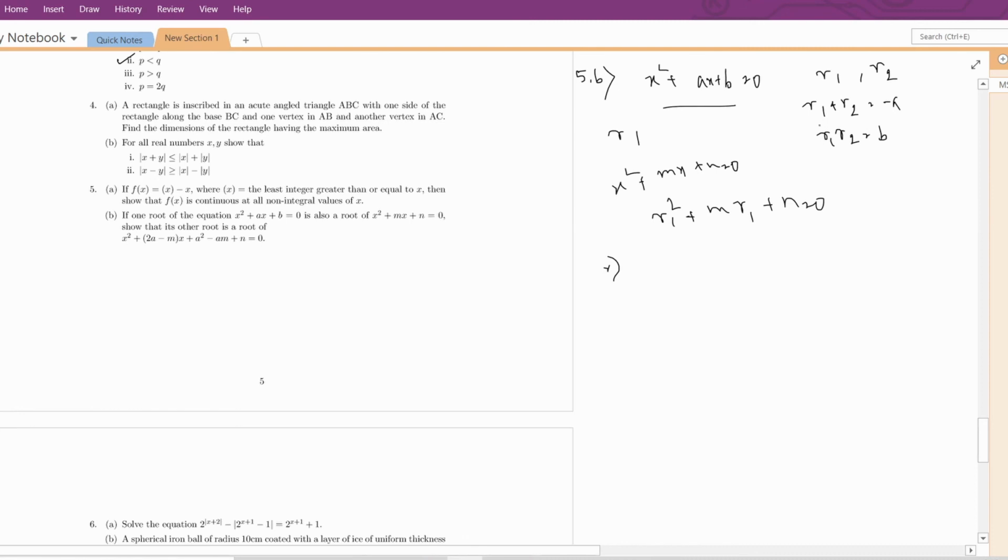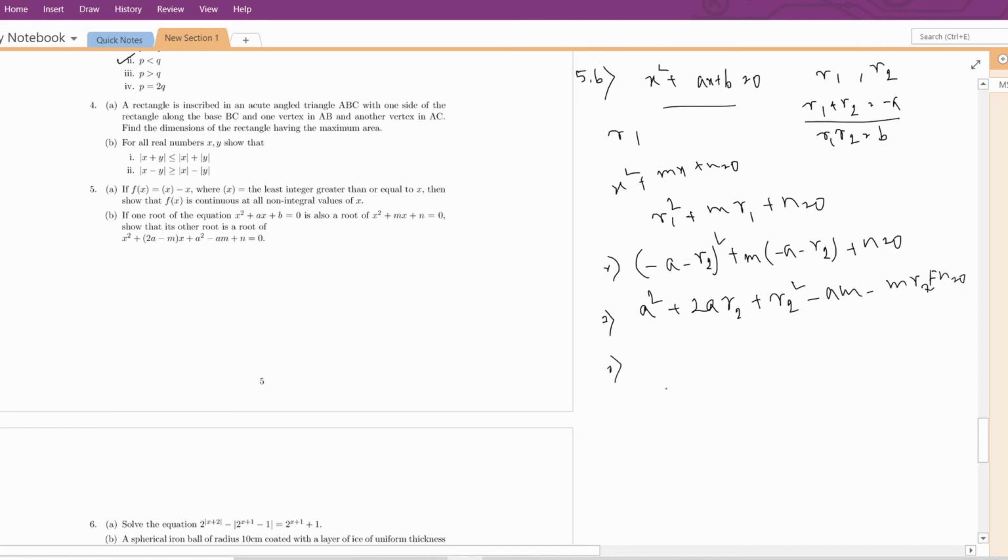Now from this we can see that R1 equals minus a minus R2, so just put here minus a minus R2 whole square plus m into minus a minus R2 plus n equal to 0. Then it will be a square plus 2a R2 plus R2 square minus am minus m R2 plus n equal to 0, which will be equal to R2 square plus (2a minus m) R2 plus a square minus am plus n equal to 0. So R2 is a root of this equation.